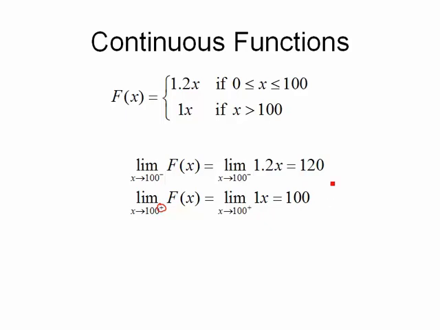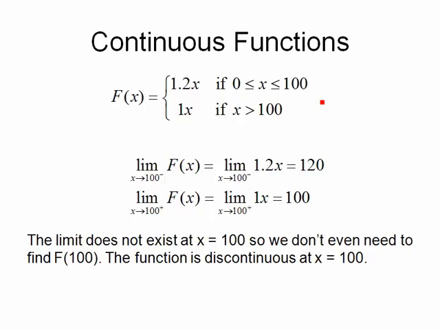From one side we get 120. From the other side we get 100. These two do not match up, so we know right away that the limit does not exist. We don't even have to go ahead and find f of 100 because we already know we can't find the limit. We know things don't match up. f of 100 was actually equal to 120. So now we know that this function is discontinuous at 100.